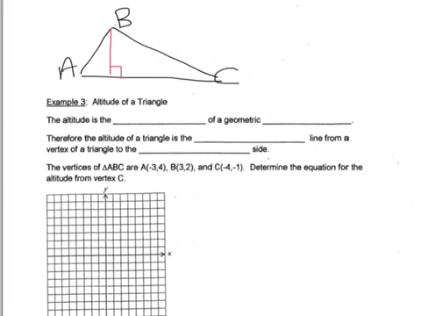So it does not go through the midpoint of AC, it only goes through point B, but it's perpendicular to the base of that triangle. So the altitude is the height of a geometric shape, or figure, same thing. And the altitude of a triangle is the perpendicular line from a vertex of the triangle to the opposite side.